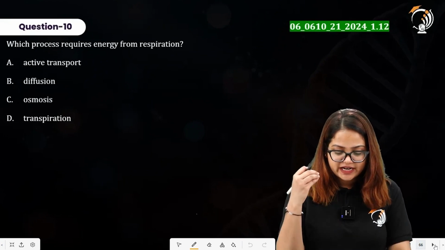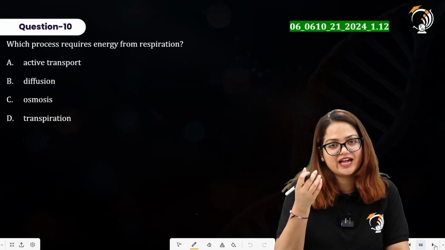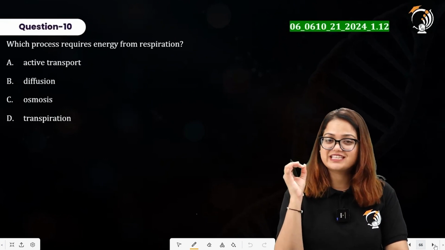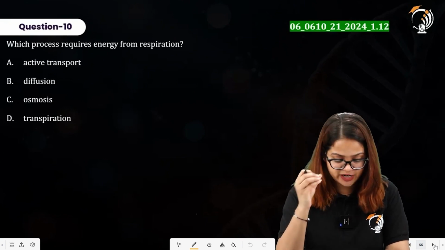Which process requires energy from respiration? The only process, we can say, is active transport.